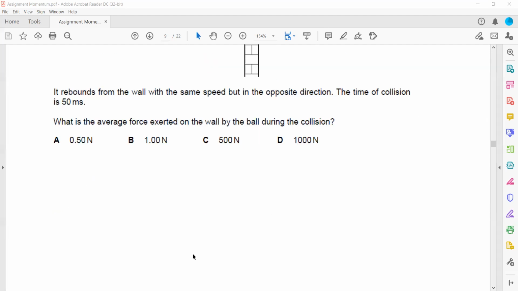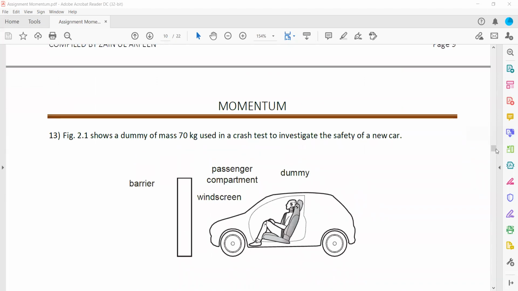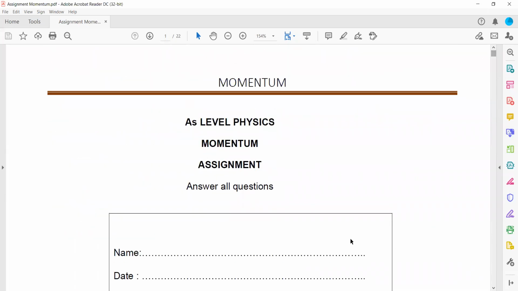So these are some questions related to the topic momentum. I will share this assignment with you.